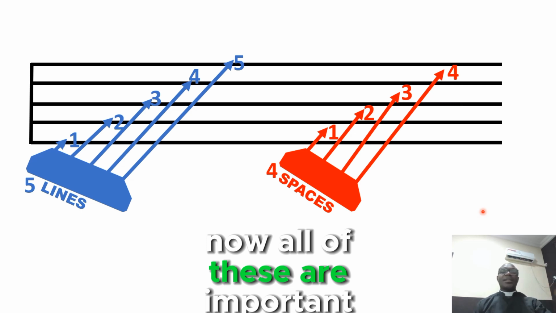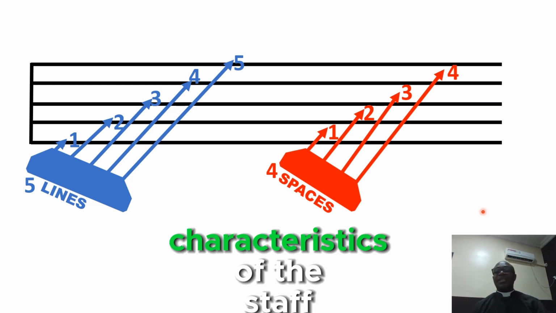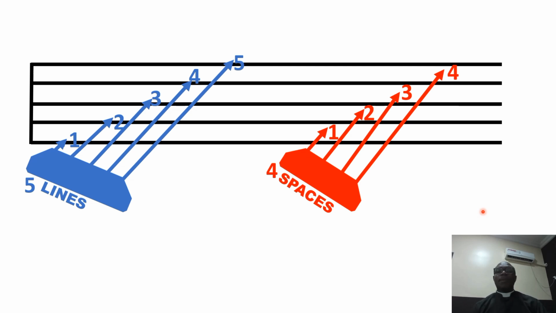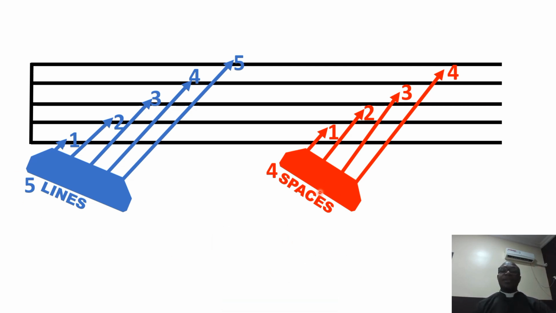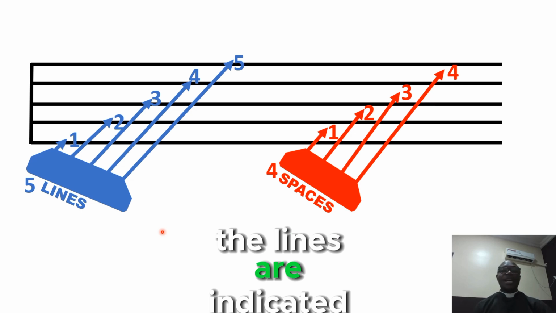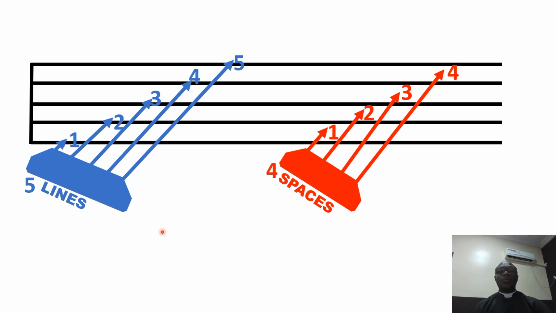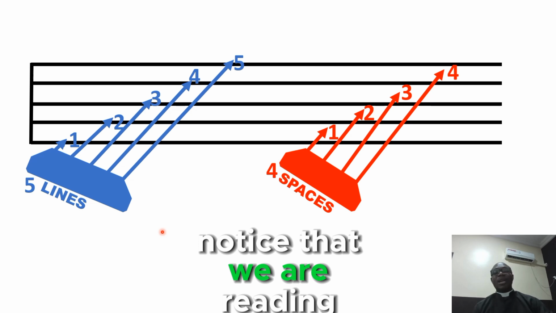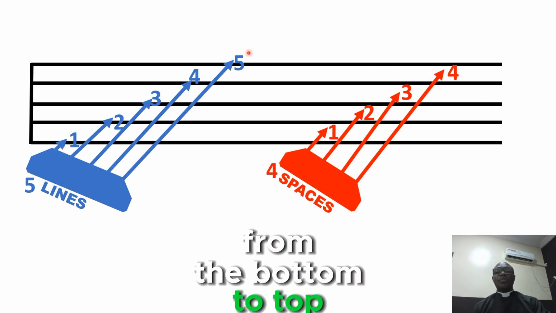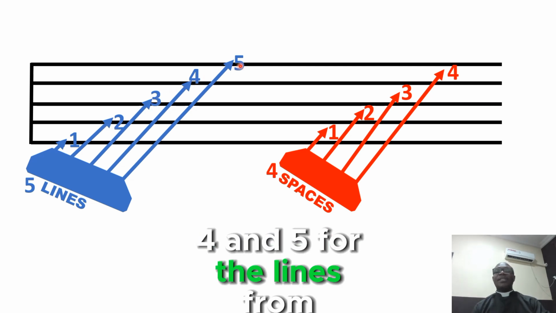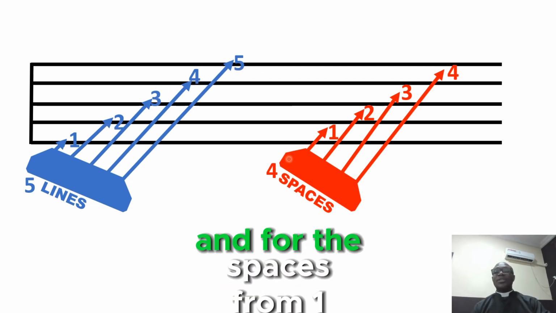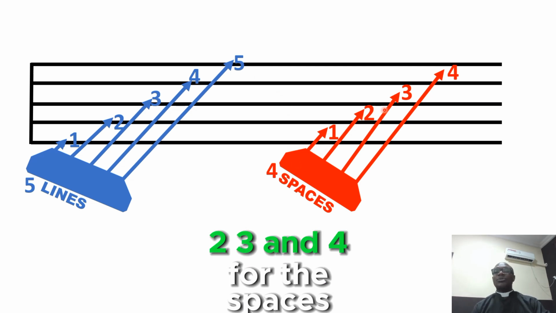Now, all of these are important characteristics of the staff. Every music staff or musical staff is identified by 5 lines and 4 spaces. As we have seen, the lines are indicated there with the blue arrows. Notice that we are reading from bottom to top, beginning from 1, 2, 3, 4, and 5 for the lines from bottom to the top, and of course the spaces 1, 2, 3, and 4 for the spaces.